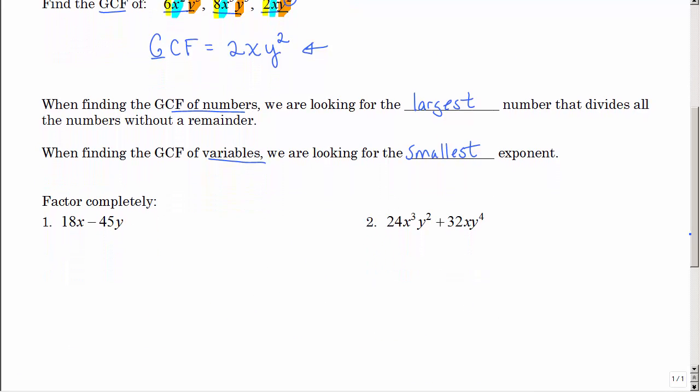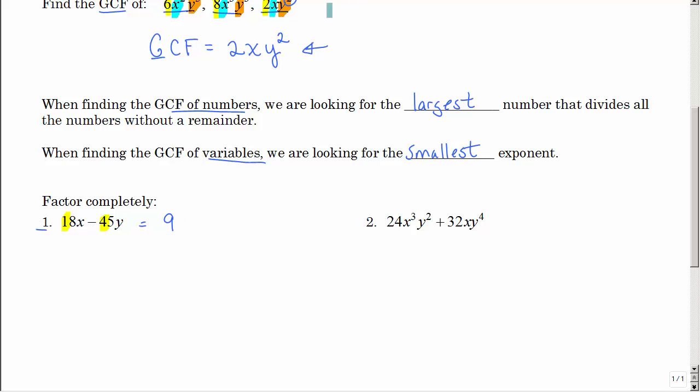So how are we going to factor completely? Look at number 1. The first thing we're going to do is look at the numbers and say, all right, what are those both divisible by? This is why it's important to know your multiplication tables. Well, they're not divisible by 2 because they're not even. They are divisible by 3. Is there something bigger? Yes, 9. So we have 9 as a common factor.